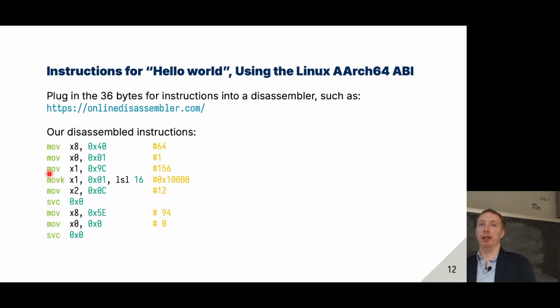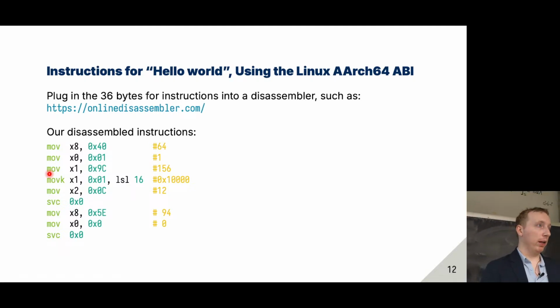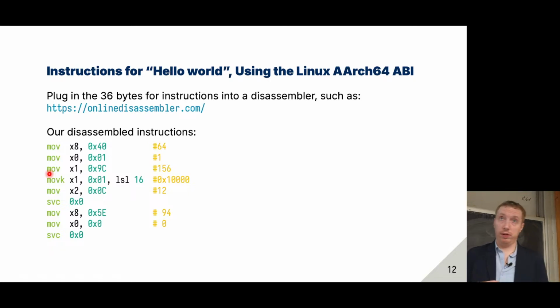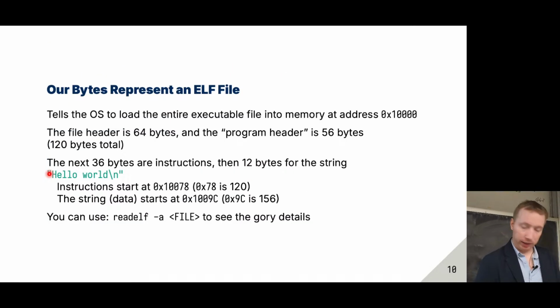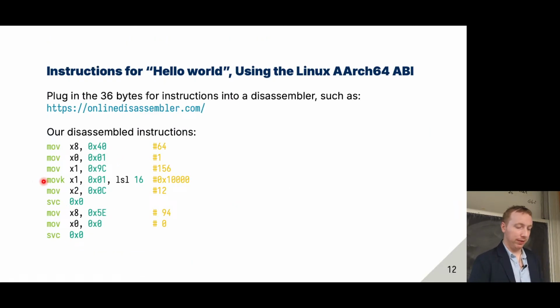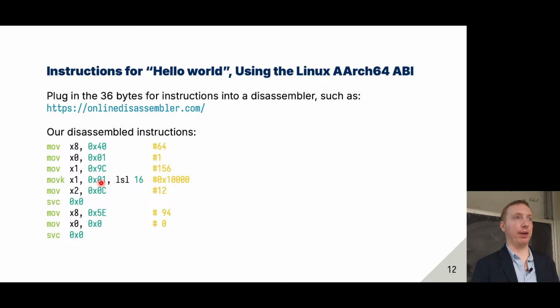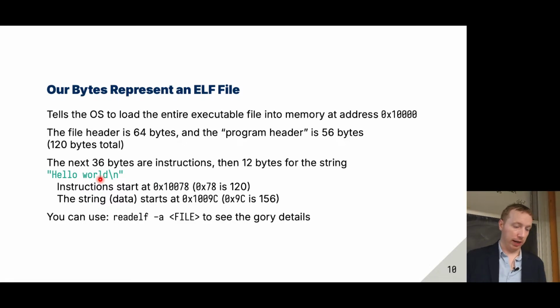The next argument is the address of the string to start writing out. We argued before that it was 10,009C all the way back here. We said the string data starts at address 10,009C. So because it's ARM64, we have to do it in 2 steps. We have to load the lower bytes of the register with 9C first, and then this movk essentially just adds it together. So it adds 10,000 to that. So our resulting address in X1 is going to be that 10,009C right here.